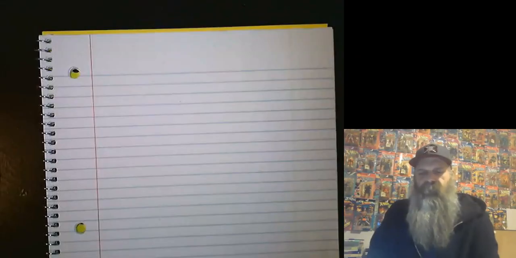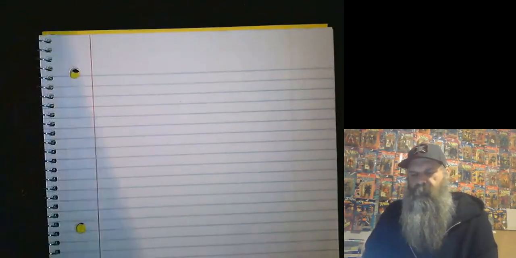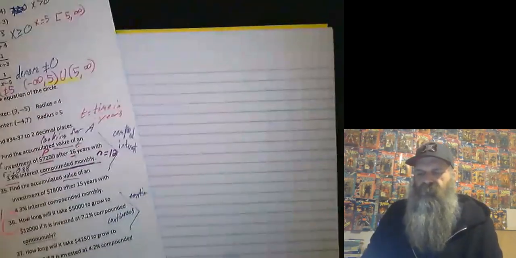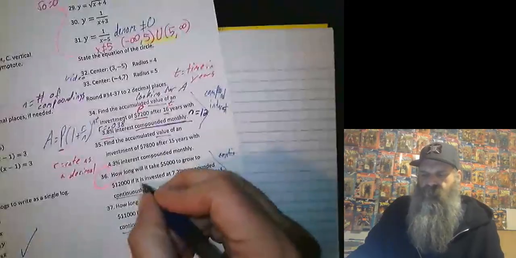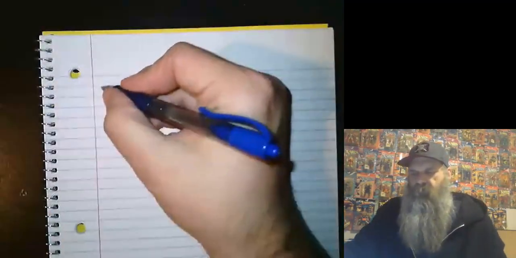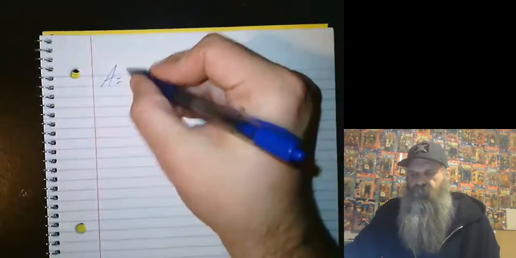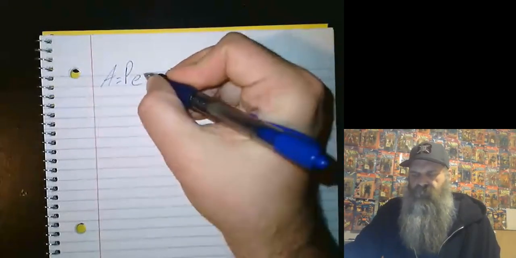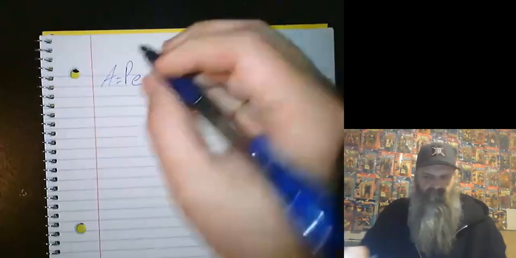How long will it take $5,000 to grow into $12,000 if it is invested at 7.2% compounded continuously? So you'll see the word continuously, which means we use this formula. The amount equals the principal times E to the power of R times T.